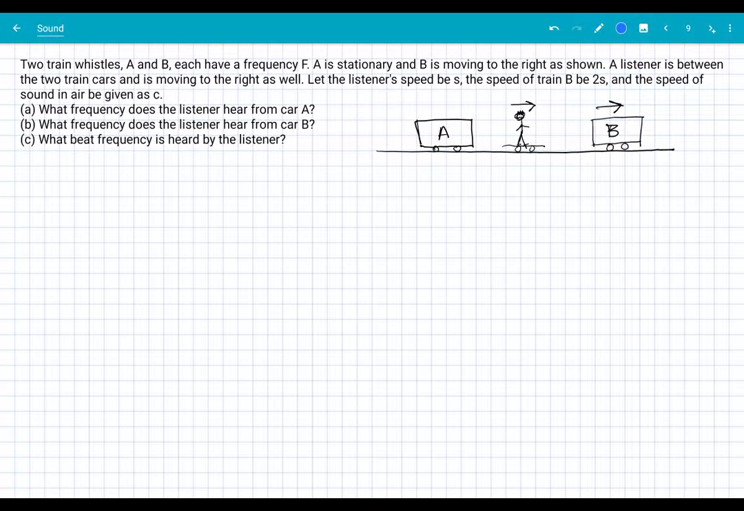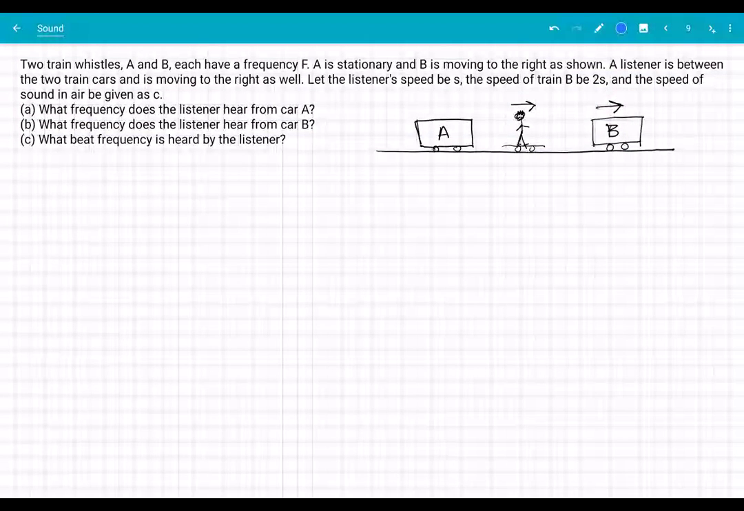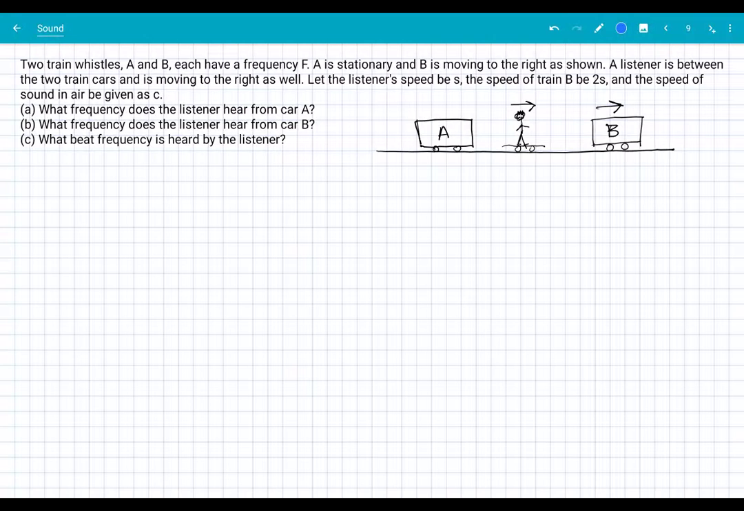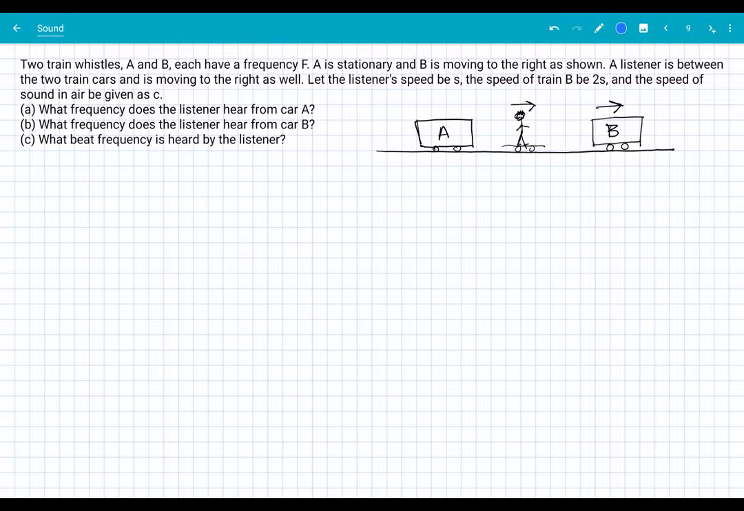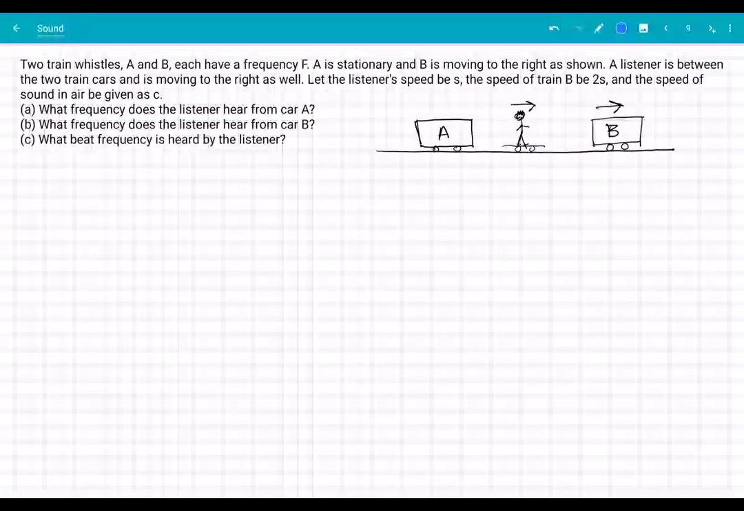All right, let's have a look at a Doppler problem here. So we have two train cars, let's call them A and B, and each of these cars has an identical train whistle on it that has some frequency given as capital F. Car A is stationary, B is moving to the right.